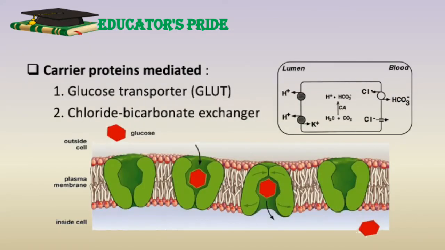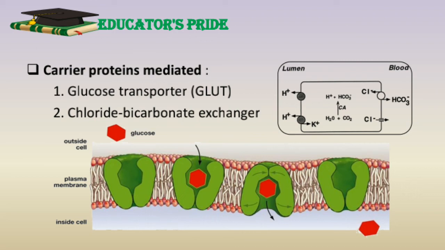First is carrier protein mediated transport. The carrier proteins, also called transporters or permeases, bind specific molecules non-covalently to transport them from one side of the membrane to the other. They undergo conformational changes after binding that allow the molecule to pass through the membrane and be released on the other side. For example, the glucose transporter or GLUT. This is a carrier protein which mediates the movement of glucose. There are various isoforms of the glucose transporter family. For example, GLUT1 in erythrocyte, GLUT2 in liver, GLUT3 in brain, GLUT4 in skeletal muscle and adipose tissue, and GLUT5 in small intestine.